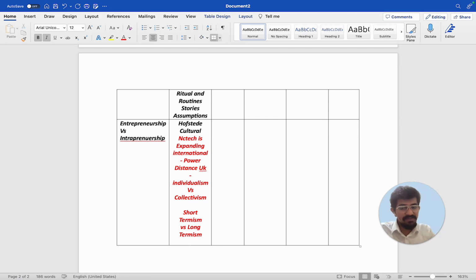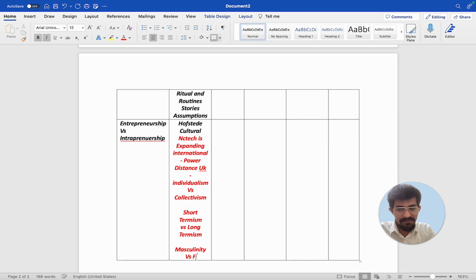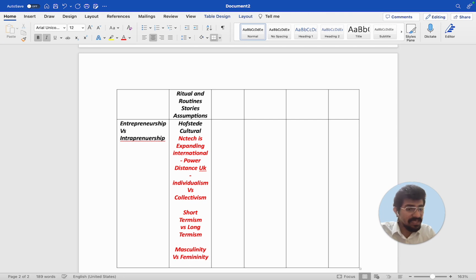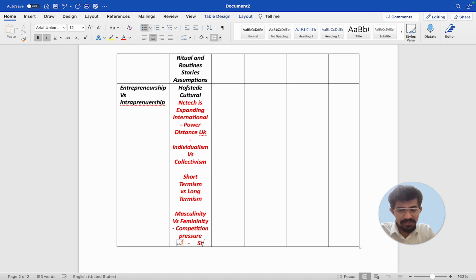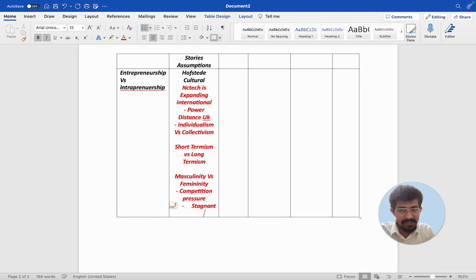And the next thing, students, just to give you an idea, is masculinity versus femininity. Understand it very well, students. In this case, this is not directly male versus female, it's the culture. Masculine culture is competition and pressure, because they love competition and pressure. But feminine cultures are almost stagnant. They don't want to take risk. That is one more thing, students. Stagnant, and very much relationship based.